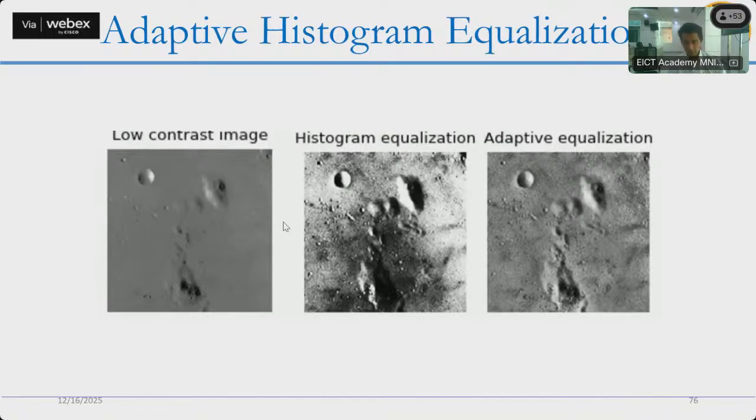So in the adaptive, what we are seeing here is, when the low contrast image is given, when we apply the histogram equalization, and when we apply the adaptive equalization, it is much better.